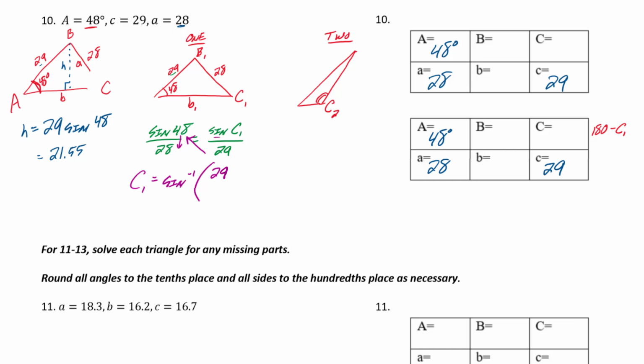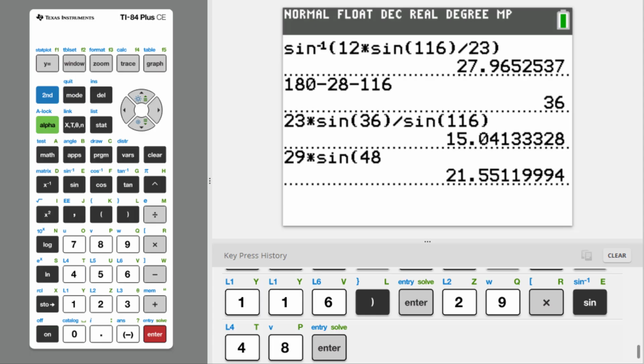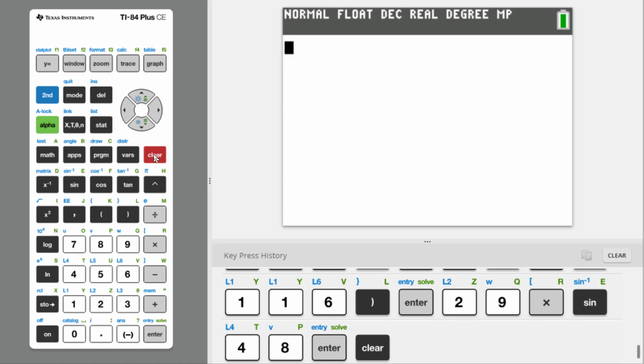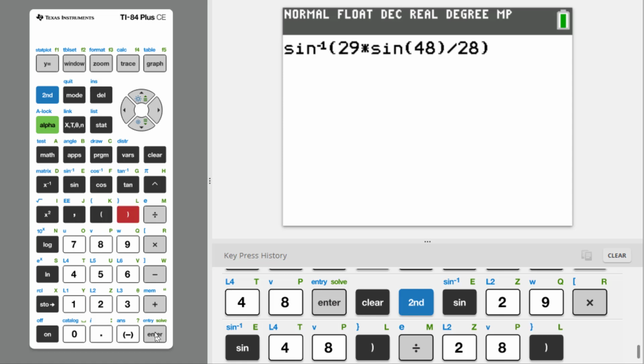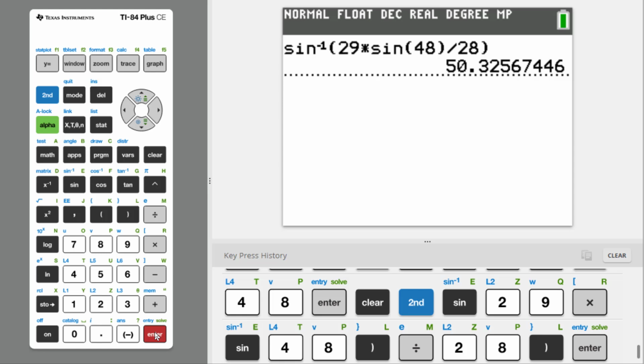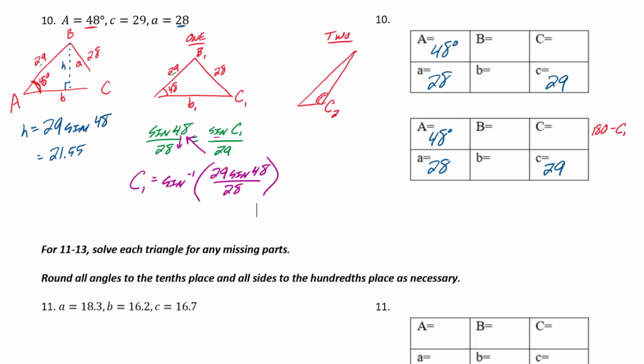So the two cross products were 29 times sine of 48. And then I can divide by the last side, 28, but it's all inside of an arcsine function. If we bring the calculator up and type it in, we should be able to get our solution. So clearing out what we got there, let's type that in. We've got the inverse sine of 29 times sine of 48, close that off, and then divide by 28. Notice I'm just typing it all in one single line instead of breaking it into multiple parts, and I get approximately 50.3.